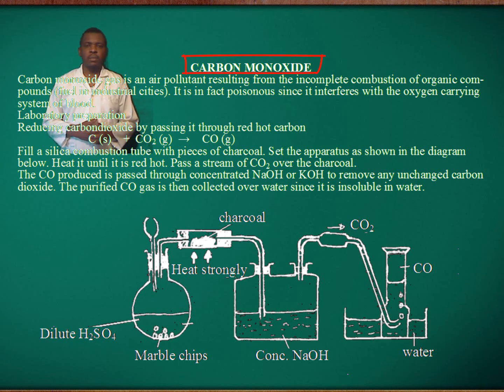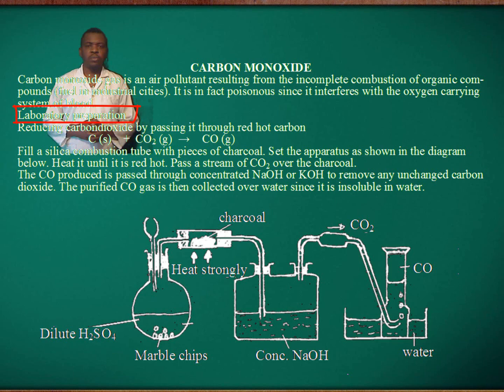Carbon monoxide. Carbon monoxide is an air pollutant resulting from the incomplete combustion of organic compounds like fuels in industrial cities. It is in fact poisonous since it interferes with the oxygen carrying system of blood.